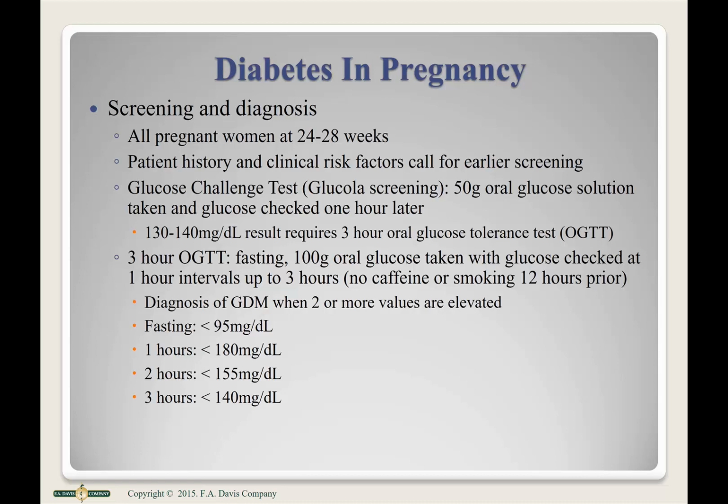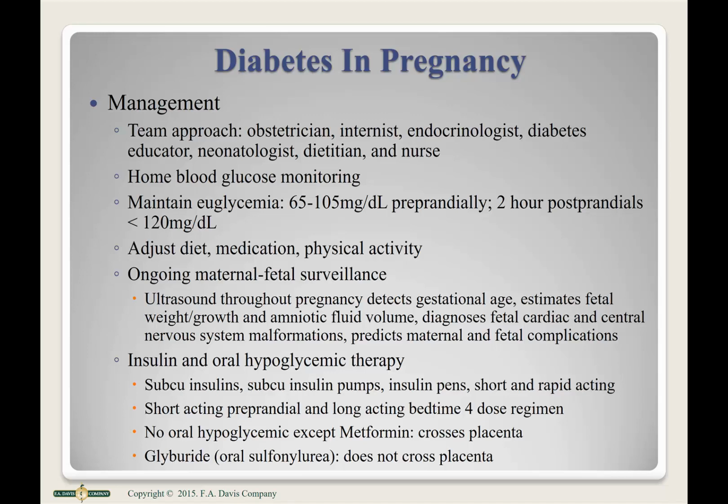If she is above any of these parameters on any two of these testing periods, then she will be diagnosed with gestational diabetes. So hopefully her fasting is less than 95, but if it's not, then that's one strike. And then her 1 hour, if it's less than 180, that's great. If it's greater than 180, then that's strike two, and she's gestational diabetic. Maybe her fasting was normal, her 1 hour was abnormal, her 2 hour was abnormal, and her 3 hour was normal. But anyways, it only takes two abnormal values, and she's going to be diagnosed with gestational diabetes. All right, so then what do we do for her?